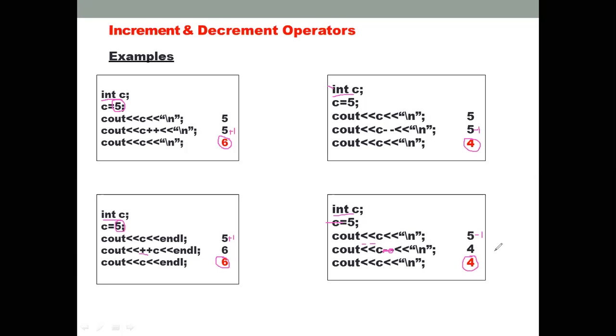So C plus plus: if plus plus is at the back, you will add +1 only at this step. But if plus plus is before the C, you are going to add it in this step. Only the difference is this one. And if minus minus is after, you minus in this step, but if minus minus is before C, you will minus in this step. Only these two differ. The output is the same.